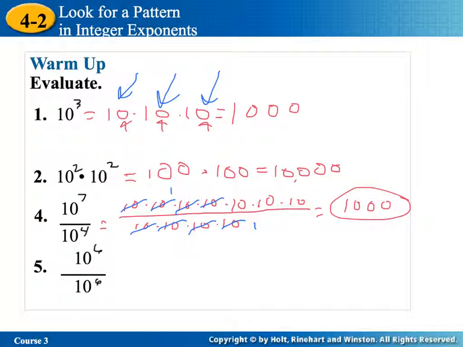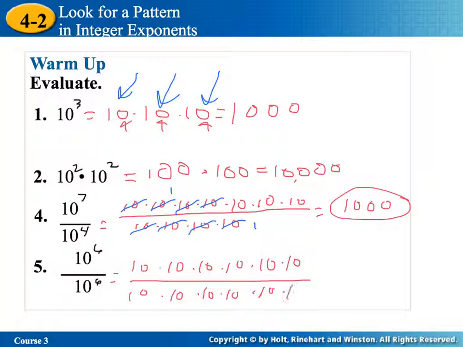Do not do that. At the very bottom, the last one, you're going to have 10 times 10 times 10 times 10 times 10 times 10. Are you sick of me saying times 10 here? I hope so, because here's another one. Times 10 times 10 times 10 times 10 times 10 times 10. Oh, that's a lot of tens. Now, cross them off like the top one. Boom, boom, boom, boom, boom, boom.